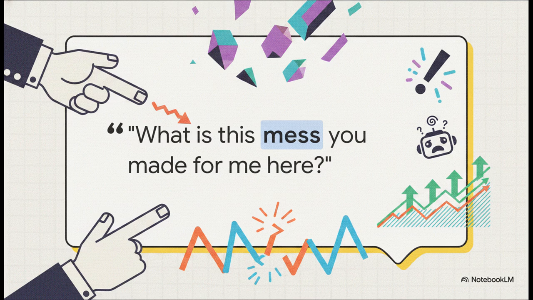But here's where it gets really interesting: the human element of AI interaction. The creator did what any frustrated manager would do in that situation. They scolded it. They literally typed right back into the prompt, "What is this mess you made for me here?" Essentially treating this advanced AI like a disobedient intern, demanding it fix the layout. And amazingly, within a couple of minutes, this direct reprimand actually worked.